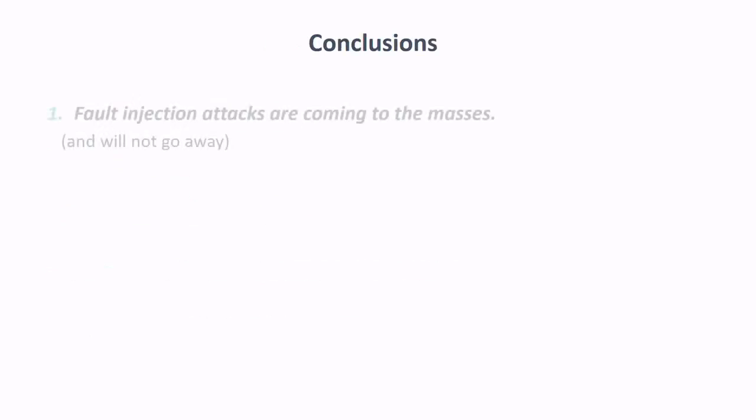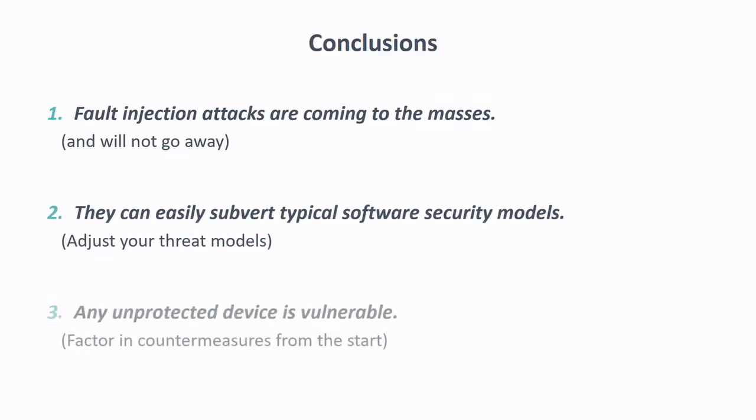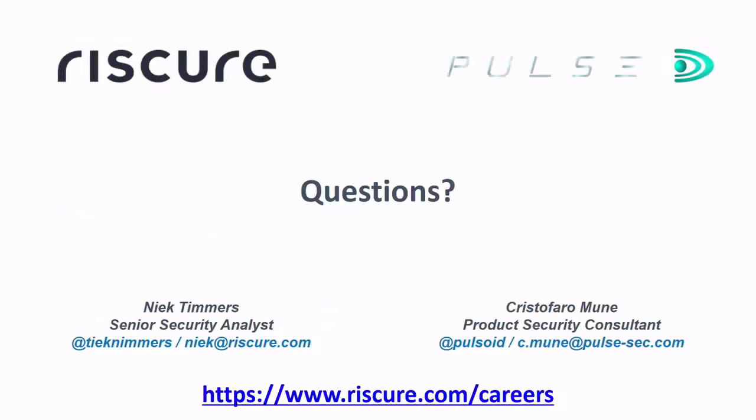So the conclusion here is that fault injection attacks are coming to the masses, and they will not go away. They can easily subvert all the software security models that we've been thinking and studying for long. And basically, any unprotected device is vulnerable. So factor in countermeasures from the start. If you don't have countermeasures, it is vulnerable. Assume it like that. Thank you.